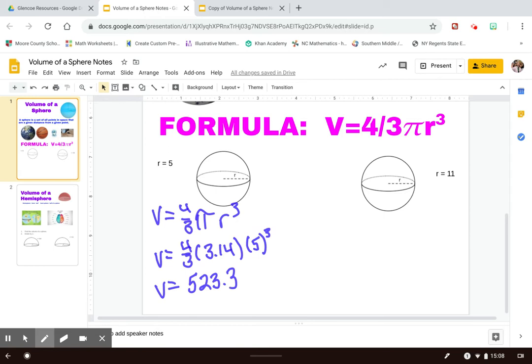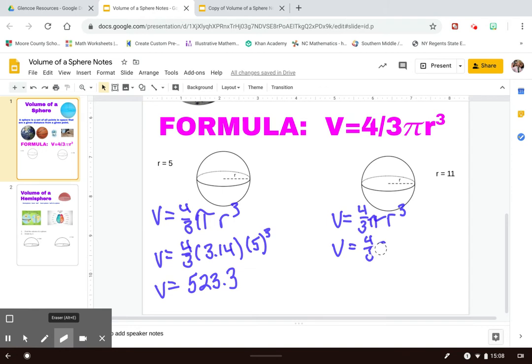Looking at the next one, again I begin with my basic formula. Volume equals 4/3 pi radius cubed, or radius to the third power. In this case, that means 11 times 11 times 11. So we have 4/3 times 3.14, and then times 11 to the third power.